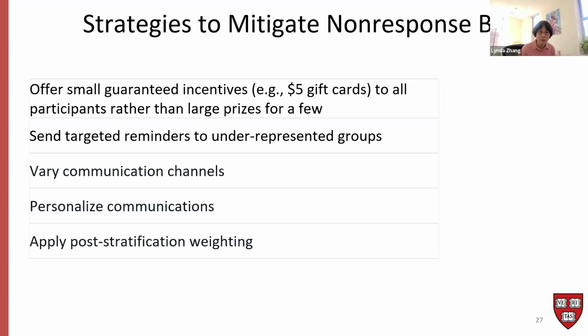And you can also apply post-stratification weighting. So at the end, you've tried everything, you still have a very low response rate that you can't do anything about by increasing the responses. You can use weight to adjust the imbalance.